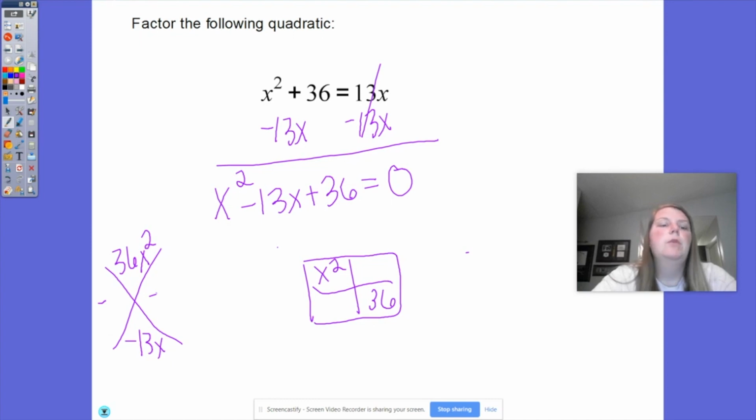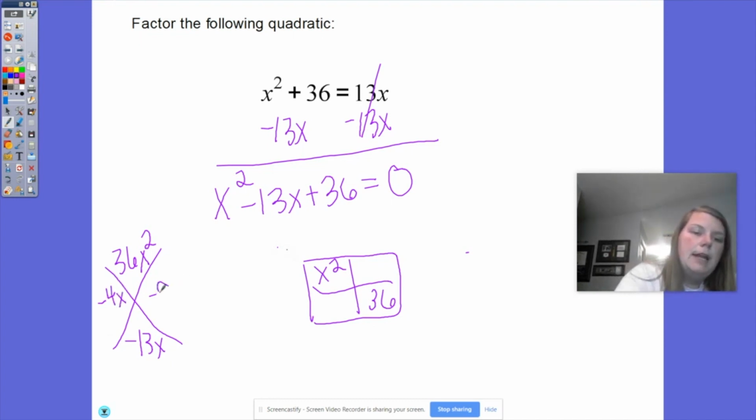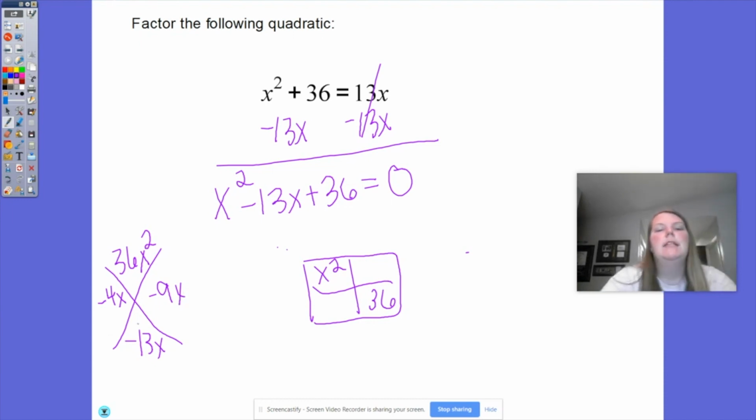So what values multiply to get 36? Well, that would be 36 and 1, 18 and 2, 3 and 12. But actually, 4x and 9x are the two that are going to give us that 13. So I'm going to fill those in here.